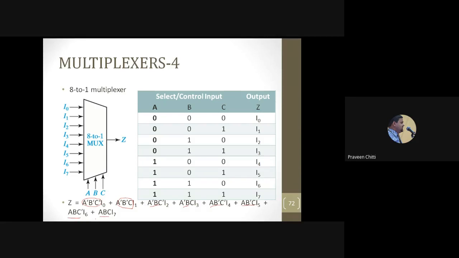So here the select lines are A B C, the output is Z, and the data inputs are I0 to I7. When A B C are all 0, I0 will be passed, and when A B C are all 1, I7 will be passed to the output. At any given time, only one of the many inputs will be passed to the output. Hence, it is called a multiplexer, or many to one. Clear?